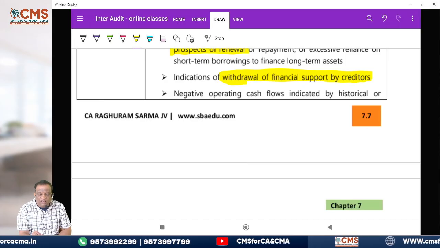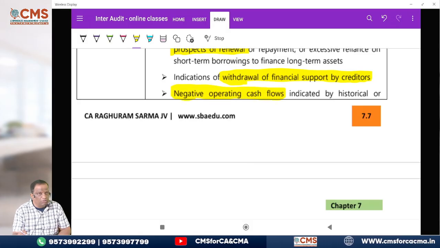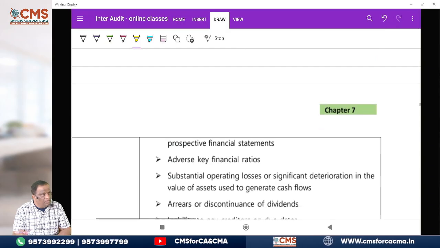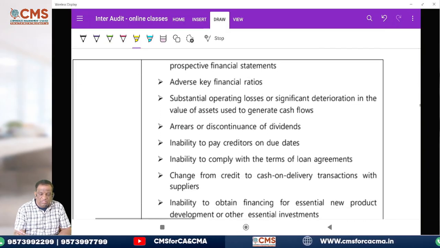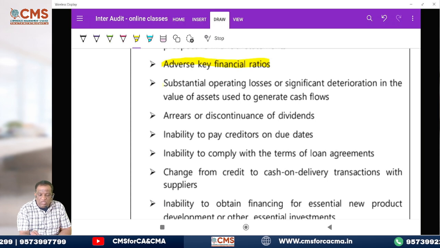Then negative operating cash flows. That is, your operating cash flows have become negative, so you have working capital issues. Then adverse key financial ratios, and then substantial operating losses.